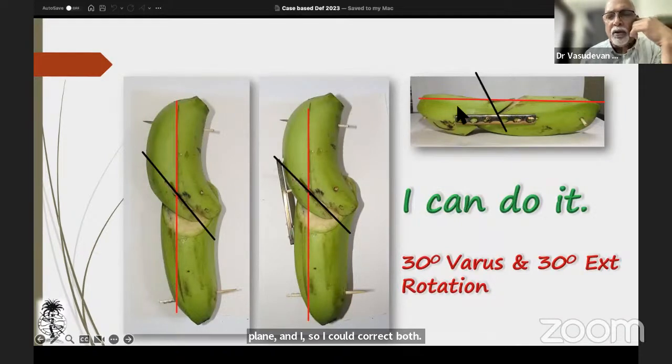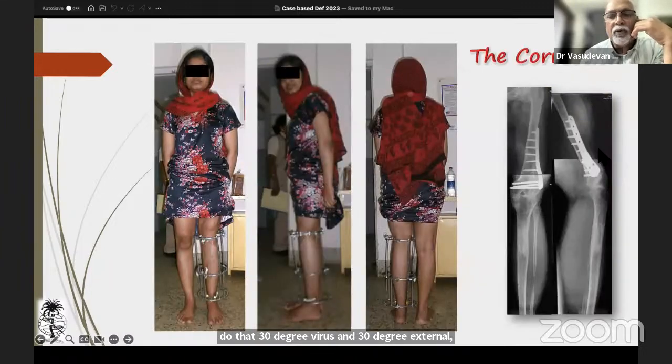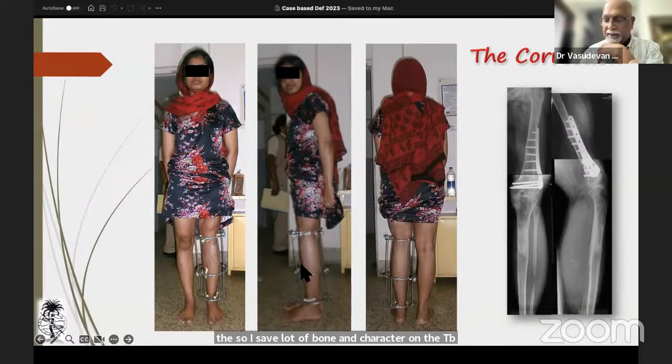And I can do a locking plate. So I found I can do that 30 degree varus and 30 degree external rotation on a banana. If I can do it on a banana, why not do it on a femur? So I did it on the femur, same, and fixed with a locking plate. And the tibial correction has been done. So I saved a lot of bone and corrected on the tibia. And that was the final correction looking like.